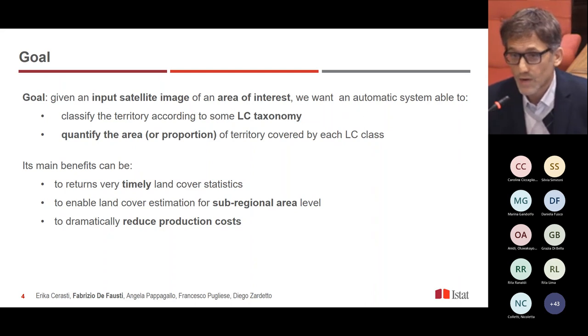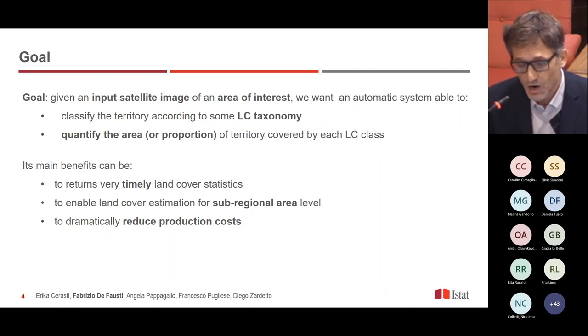Our goal in our experimentation is, given an input satellite image of an area of interest, to build an automatic system able to classify the territory according to a land cover taxonomy and quantify the area of the territory covered by each land cover class. This can give the benefit of very timely land cover statistics, and land cover estimation at sub-regional area level. I remark that LUCAS has regional level estimates. It can also reduce the production cost.